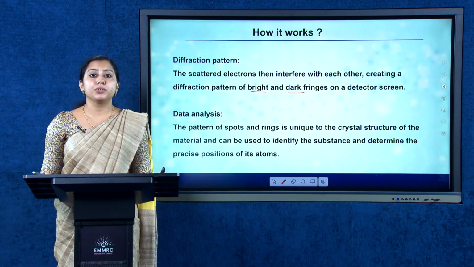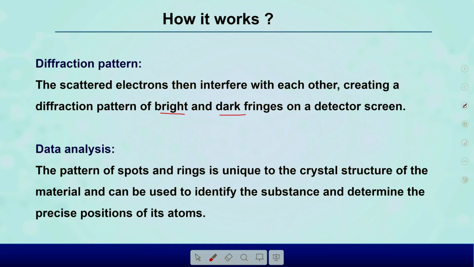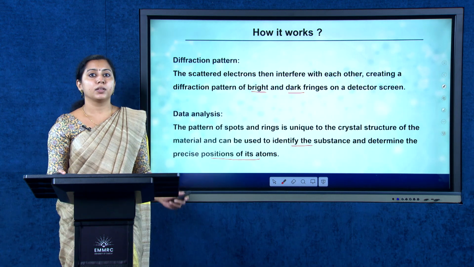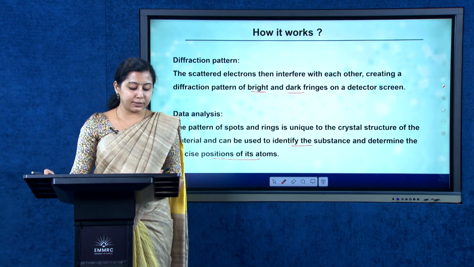The pattern of spots and rings is unique to the crystal structure of the material, and this can be used to identify the substance and determine the precise positions of its atoms. So this is how the electron diffraction method works.